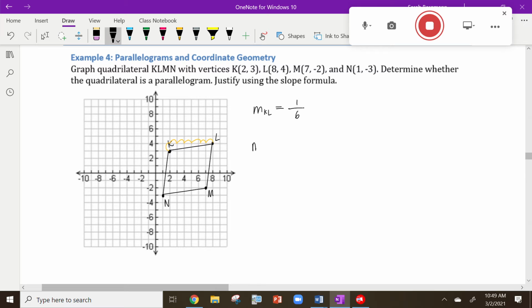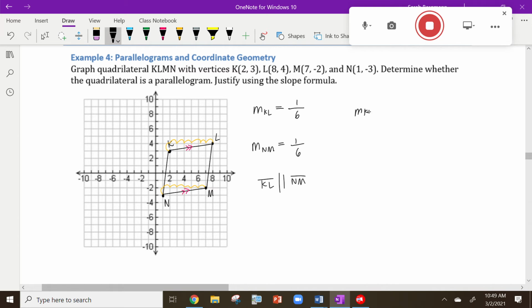Now I would suggest checking the opposite side next to see if these are parallel. Now the slope of MN or NM, you go up 1, you go over 1, 2, 3, 4, 5, 6. So this also has a slope of 1/6, meaning KL is parallel to NM. So far we're on the right track. We have one pair of opposite sides are parallel. Now we will check the other pair.